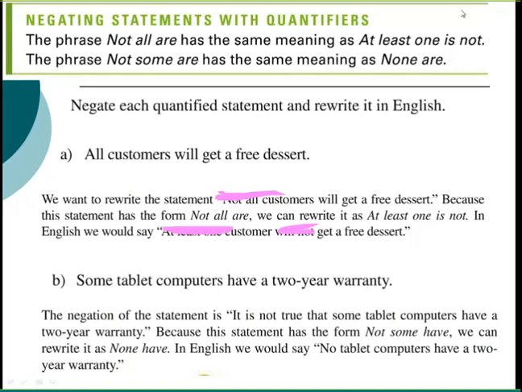The difference here is that when it says some have a 2-year warranty, and then we negate that, we're excluding that any could have a 2-year warranty. If it is not true that some have a 2-year warranty, the only thing left over is that there aren't any that do, so there are none at all. No tablet computers have a 2-year warranty.